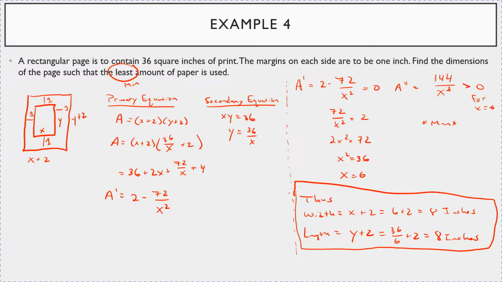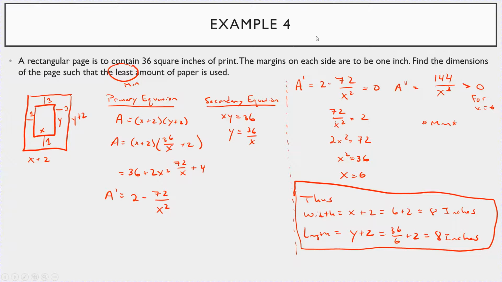So pretty crazy. Hopefully you're seeing here the trick is, once you find the two equations, the primary and secondary equation, the arithmetic and the calculus hopefully isn't too challenging. And you can see the process here, right? Take the derivative of the primary equation, find the critical numbers, use the second derivative test to see if you have a max or min. All right.